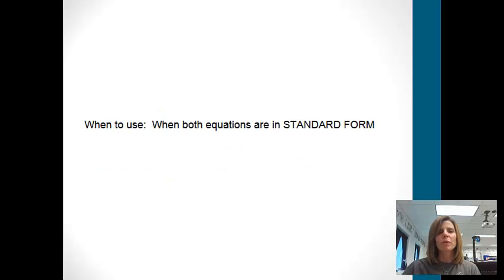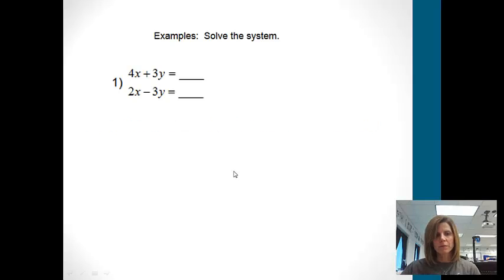All right, when do we use elimination? When both equations are in standard form would be an appropriate time for us to use elimination. And elimination is pretty much exactly what it says. We are going to eliminate something from our problem to make our problem easier to work. All right, so we are just going to plug right into an example here.